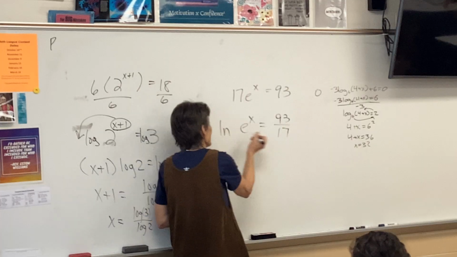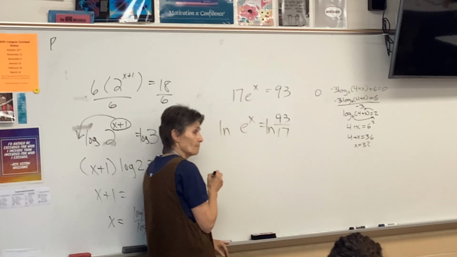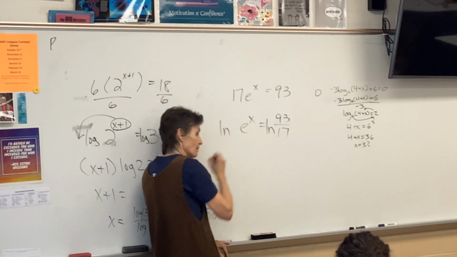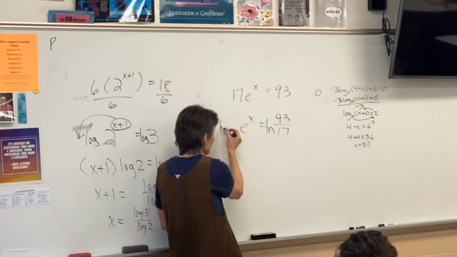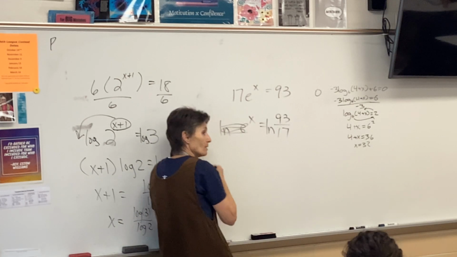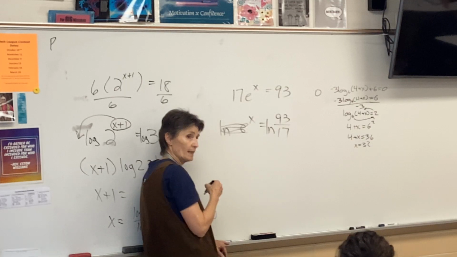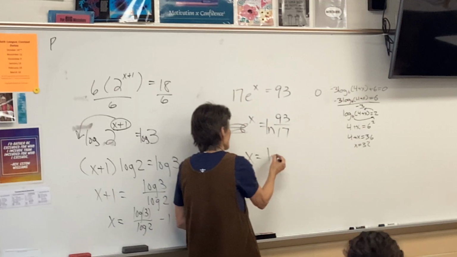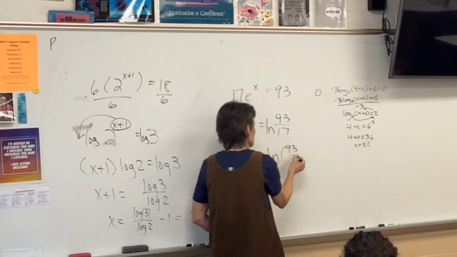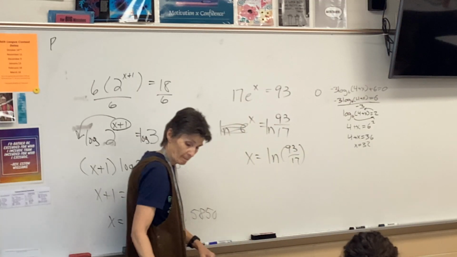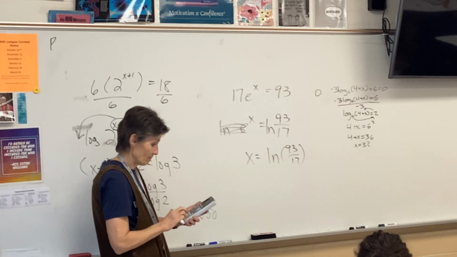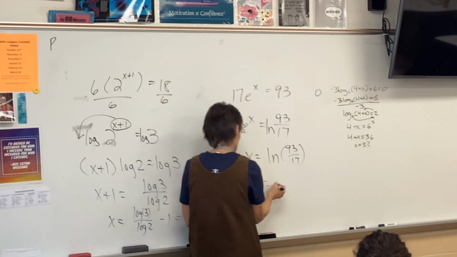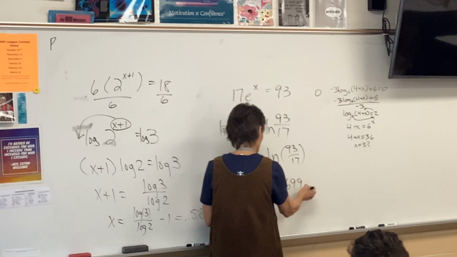Now, if I ln both sides, let's not skip steps. ln both sides. What happens right here? They're gone. When ln and e touch each other, they cancel. So x is ln of 93 over 17. Type it in on the calculator. 1.6994.